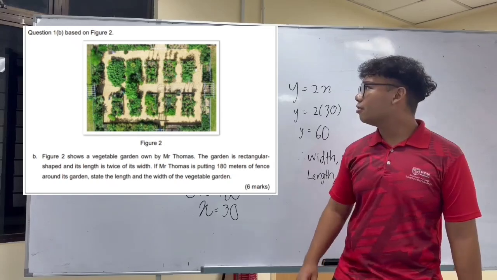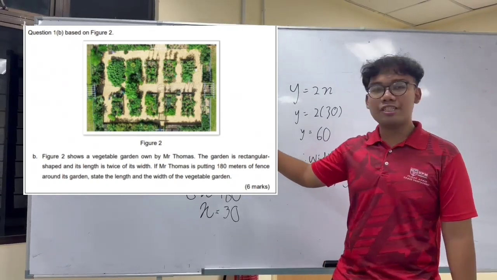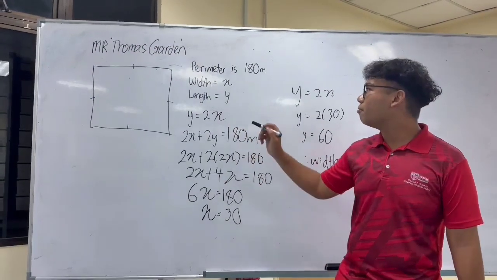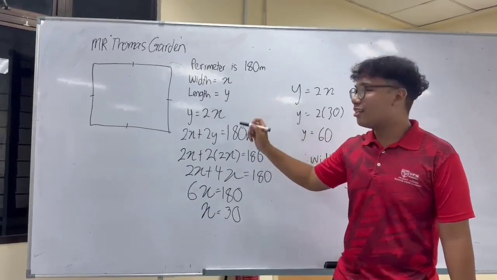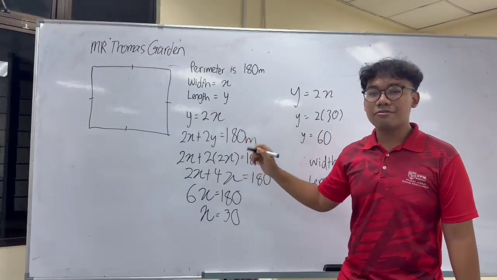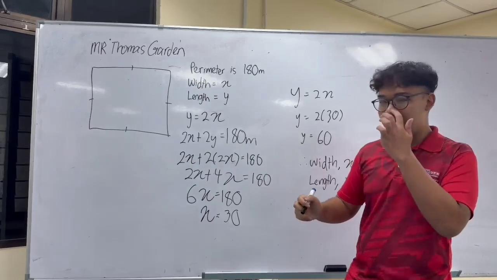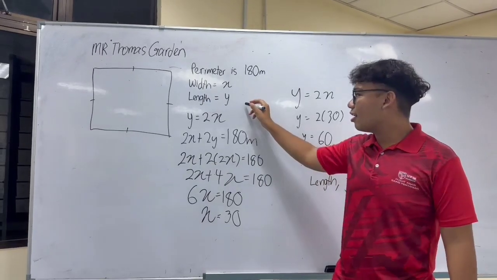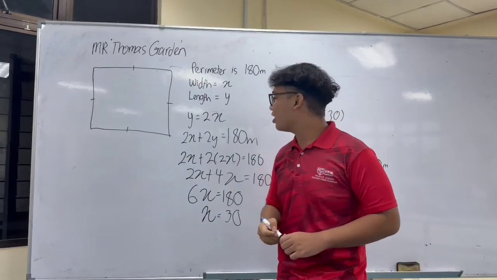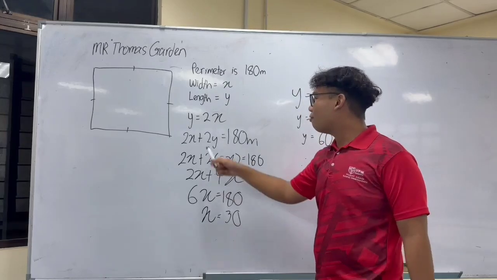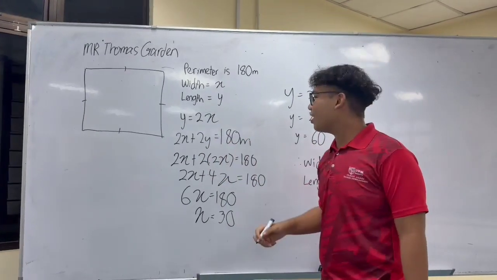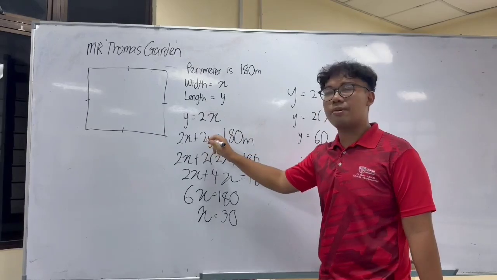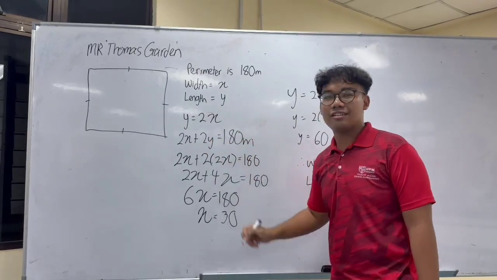Okay, I'm going to do the calculation for Thomas's garden. From what we know, the perimeter of this garden is 100 meters and the length is 2 times the width. So firstly we must declare variables, then we turn it into equations. The equation is y equals 2x because the length is 2 times the width. Then the perimeter is 2x plus 2y, so 100 meters.